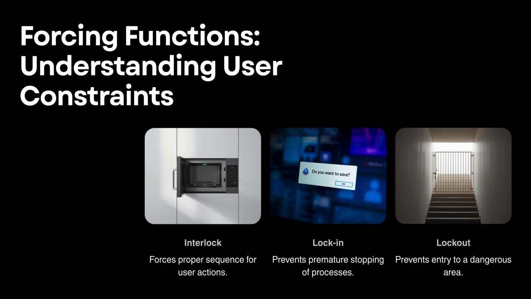Norman takes this idea further with forcing functions, a type of physical constraint that prevents the next step in the process from happening until the previous one is complete. An interlock, like on a microwave, won't let you run it with the door open. Lock-in prevents you from accidentally quitting a program without saving your work. And a lockout prevents entry into a dangerous area, like a gate that stops people fleeing from a fire from accidentally running into the basement.